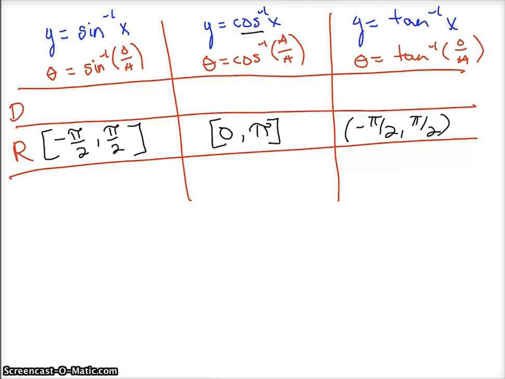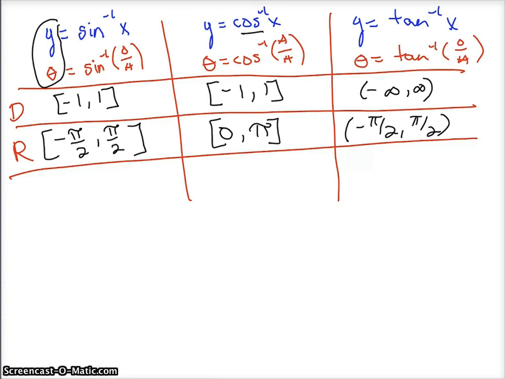Remember that the range for sine and cosine is negative 1 to 1, so the domain for inverse sine and cosine is negative 1 to 1. And then tangent has a range of all reals, or negative infinity to positive infinity. Therefore, the domain of inverse tangent is negative infinity to positive infinity. And recall that with inverse functions, your range is represented by theta, and your domain is represented by the function values.